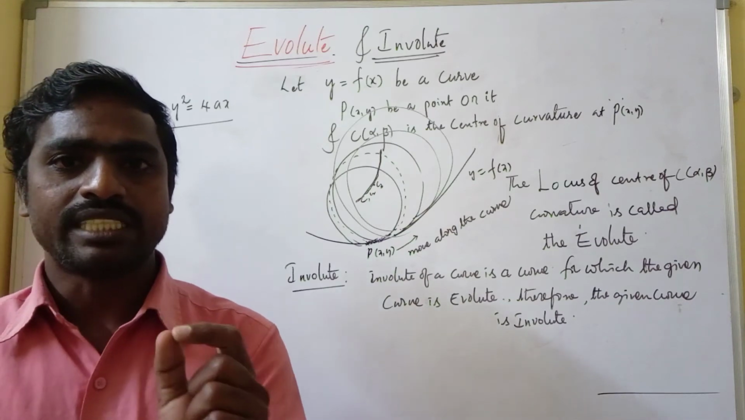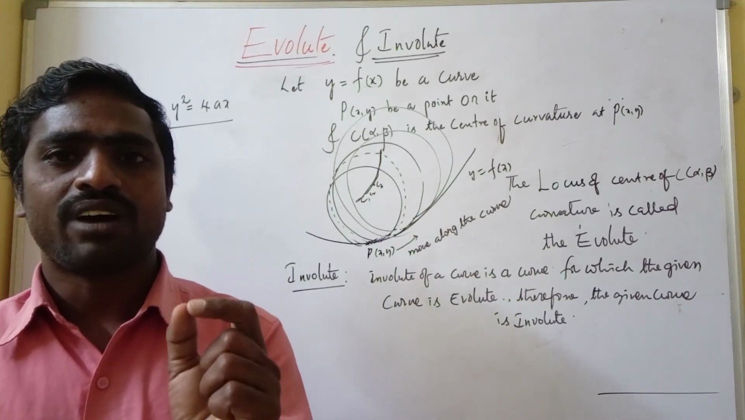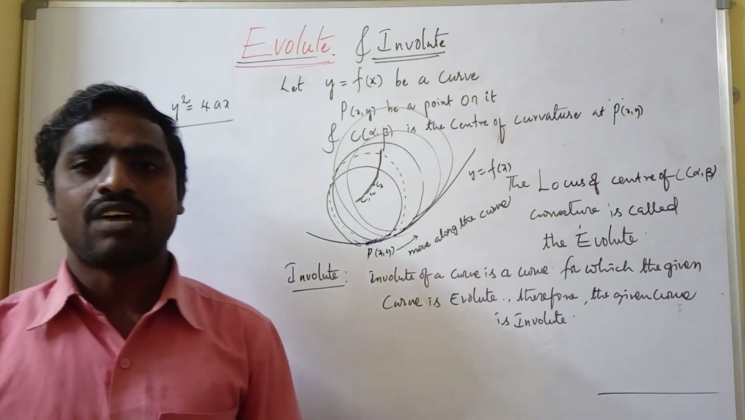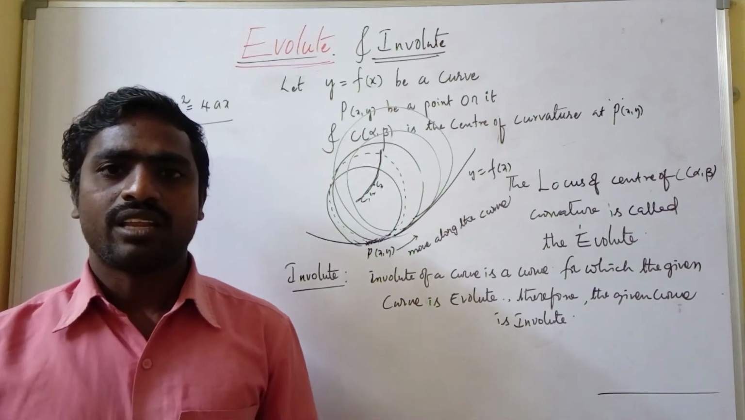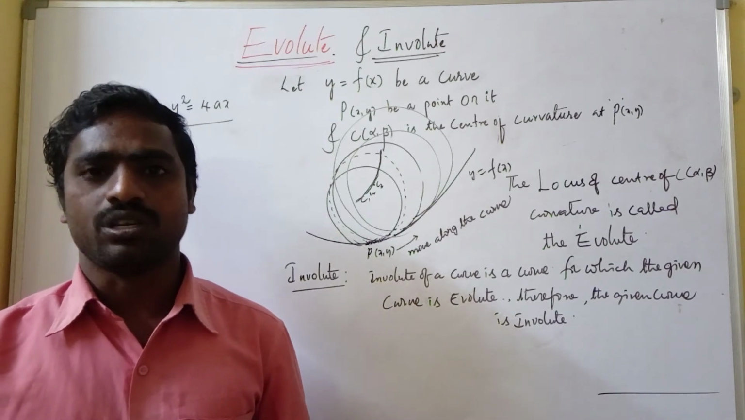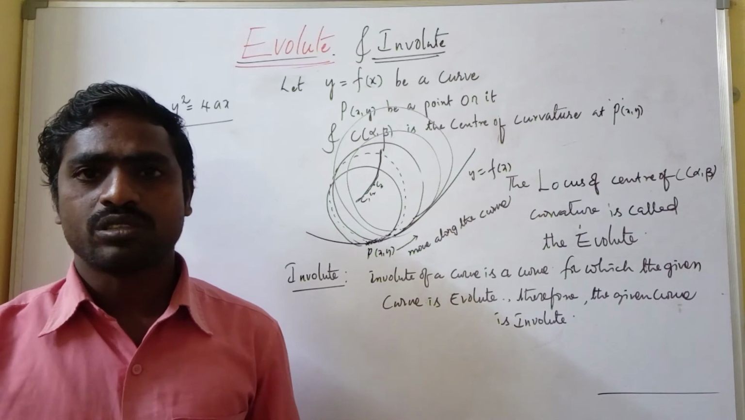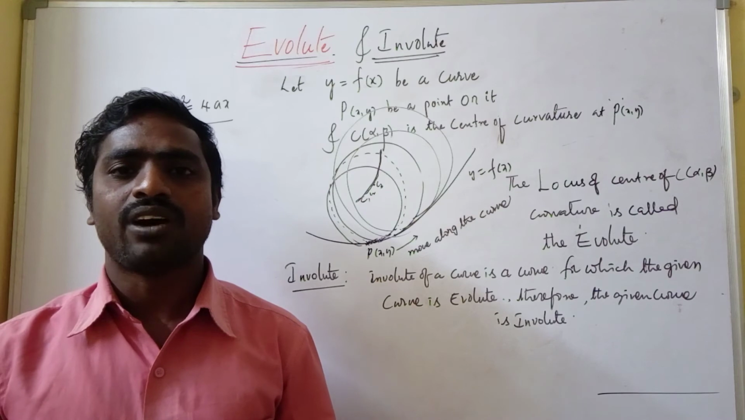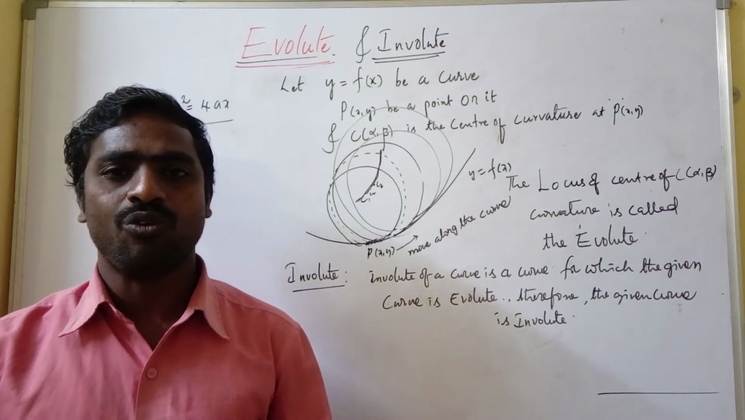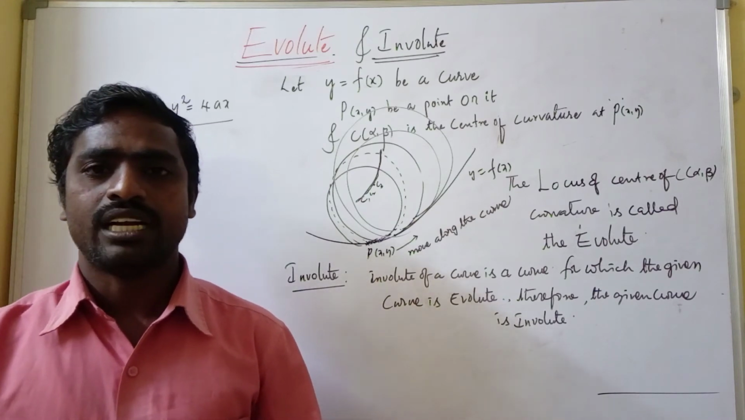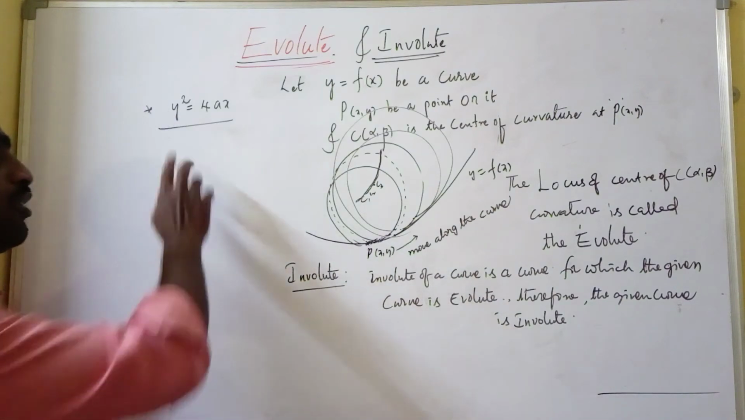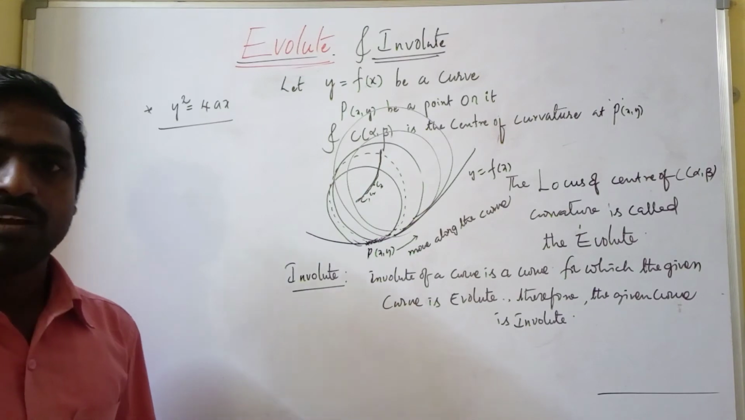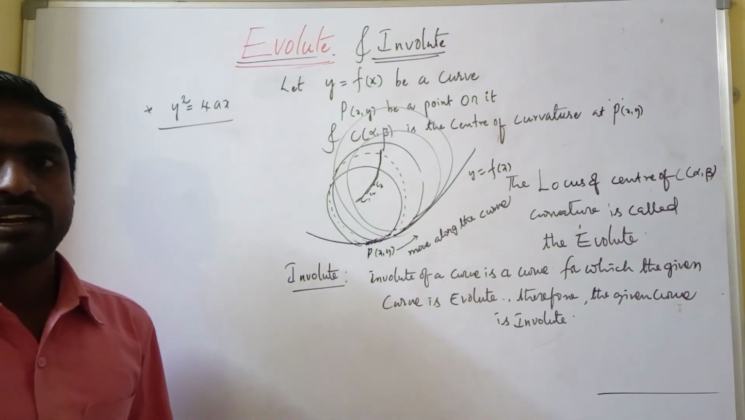We require, first of all, the center of curvature of a given curve at a point P. So for the center of curvature determination, we can write the locus. The locus of center of curvature is called the evolute. So first of all we need the center of curvature of the given curve y square equal to 4ax. If you determine the center of curvature, then we can write the locus.